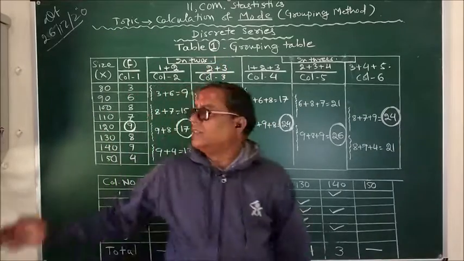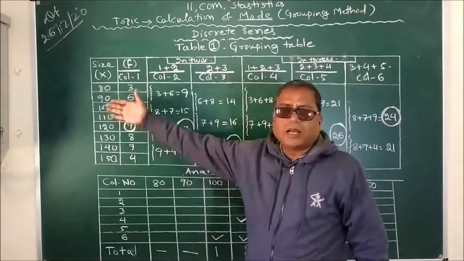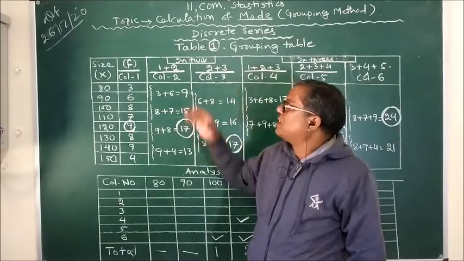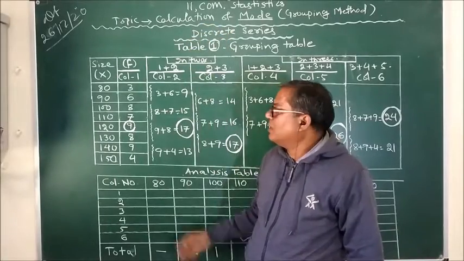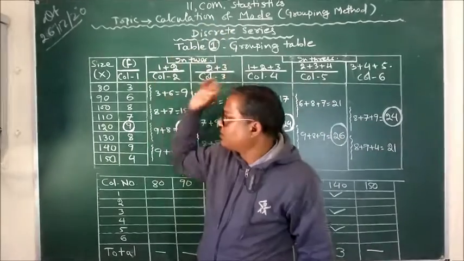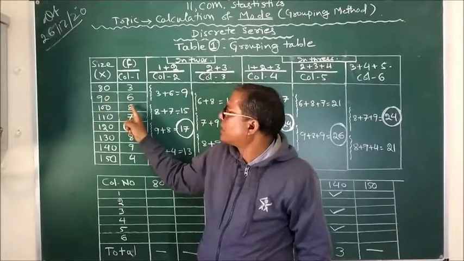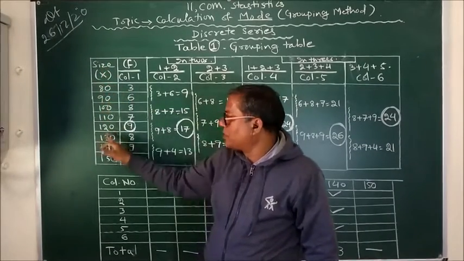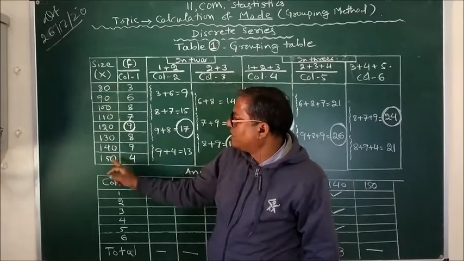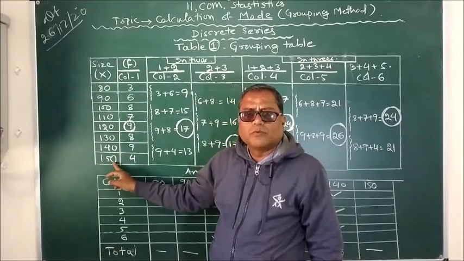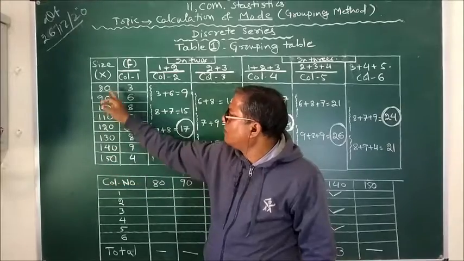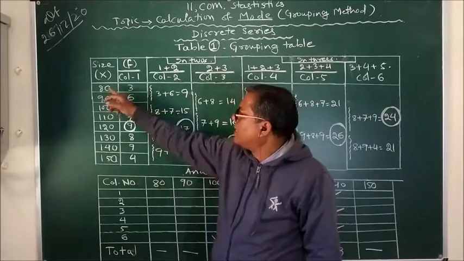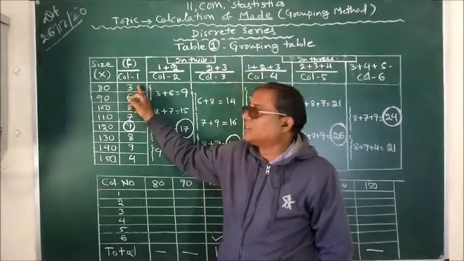As you can see in this question, actually I have added the question with the grouping table because of lack of space. Just forget everything else and look at this first and second column. The first column represents the values that start from 80 and end at 150. Total 1, 2, 3, 4, 5, 6, 7, 8 values are there, and this is their respective frequencies.